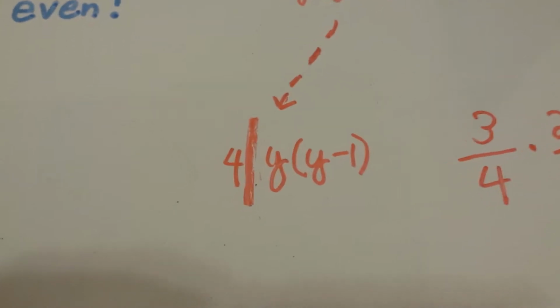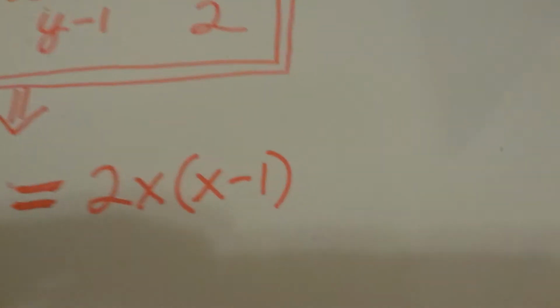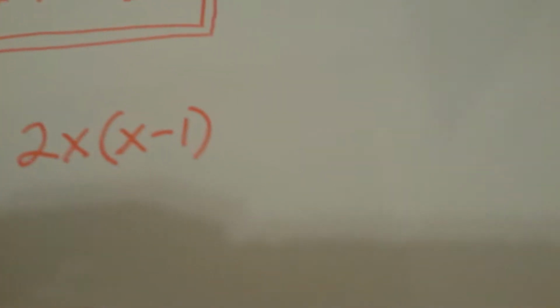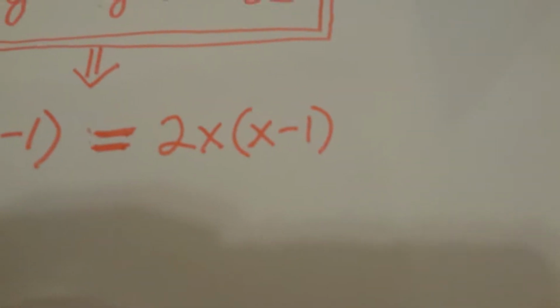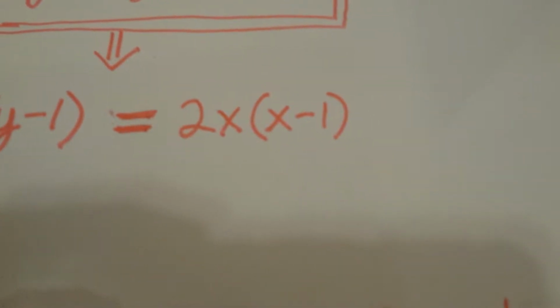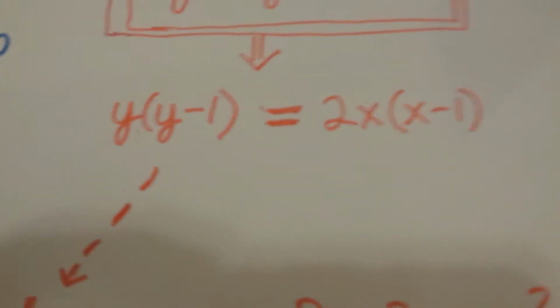And that implies that 4 goes into y times y minus 1, right? Because you know that one of y and y minus 1 is going to be even, because they're consecutive numbers. And you already have a 2 there. So 2 times whatever 2 is in there is going to guarantee that a 4 divides into that whole thing. And where does that get me? Well, kind of nowhere.